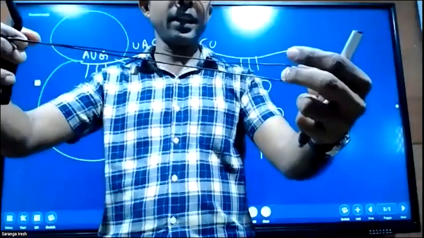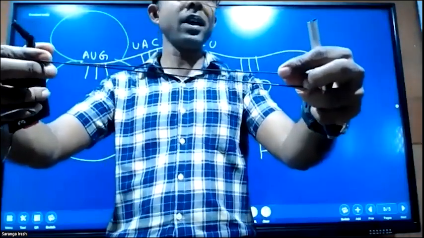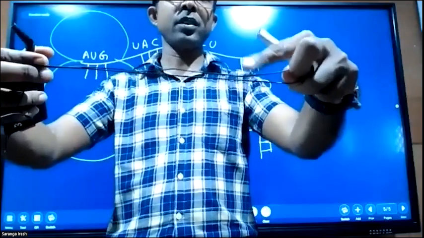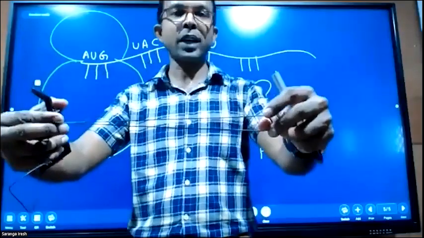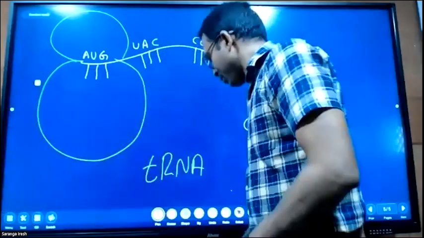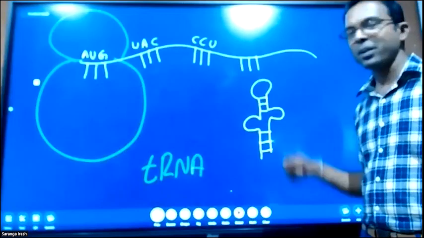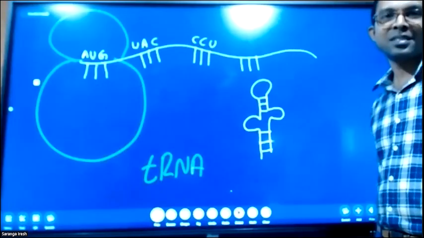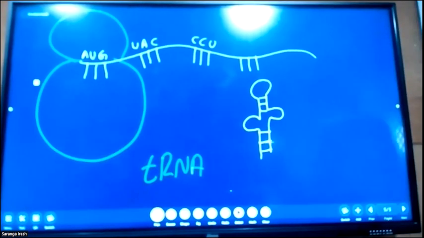If they meet complementary bases when folding, they make hydrogen bonds. So if two sides get complementary bases at that position, they make hydrogen bonds, and because of that the tRNA creates this hairpin structure, but it is single stranded. Understood? Right.